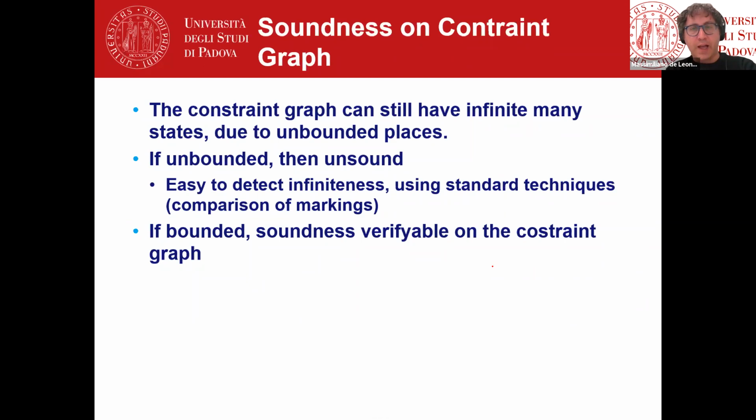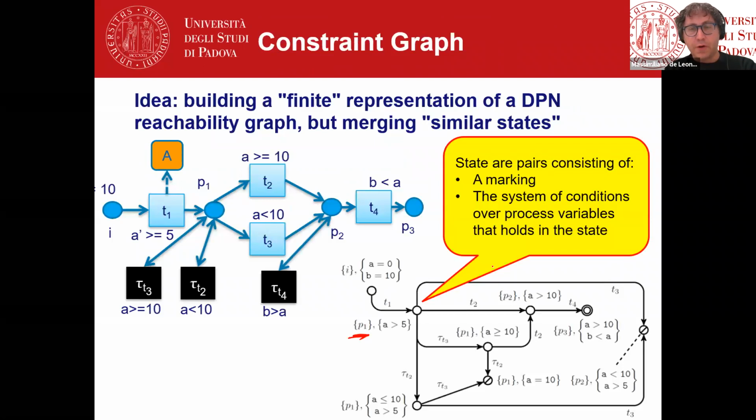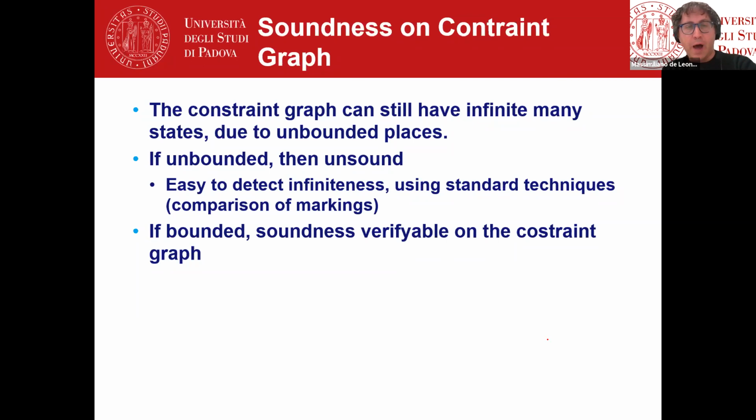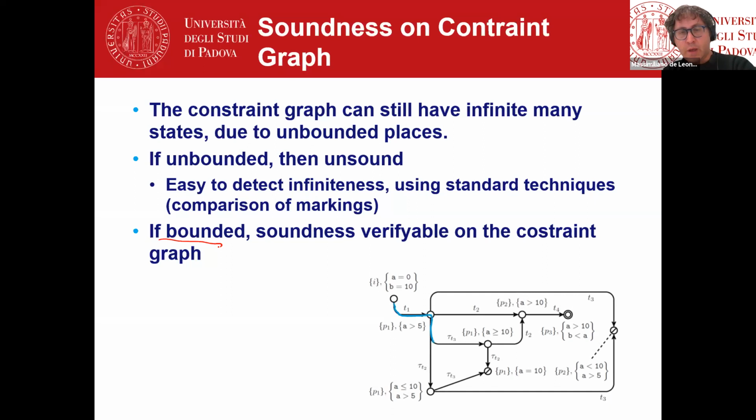The constraint graph can still have infinitely many states because of course the Petri net can be unbounded for what concerns the control flow. That's not a big deal. It's easy to check unboundedness on constraint graphs in the same way that you check unboundedness of a Petri net. If it's bounded, the constraint graph is guaranteed to be finite. And then I can verify possible deadlocks. For example, if I go back here, I observe this path that leads to a deadlock.